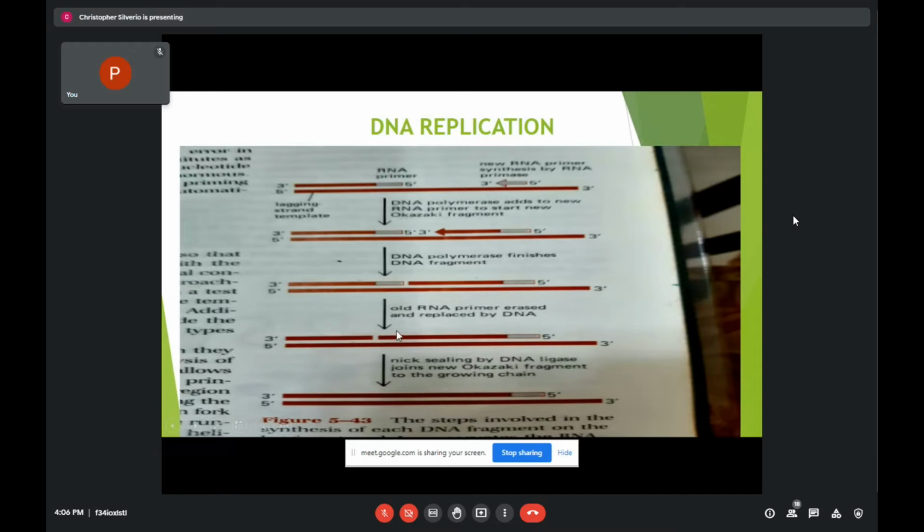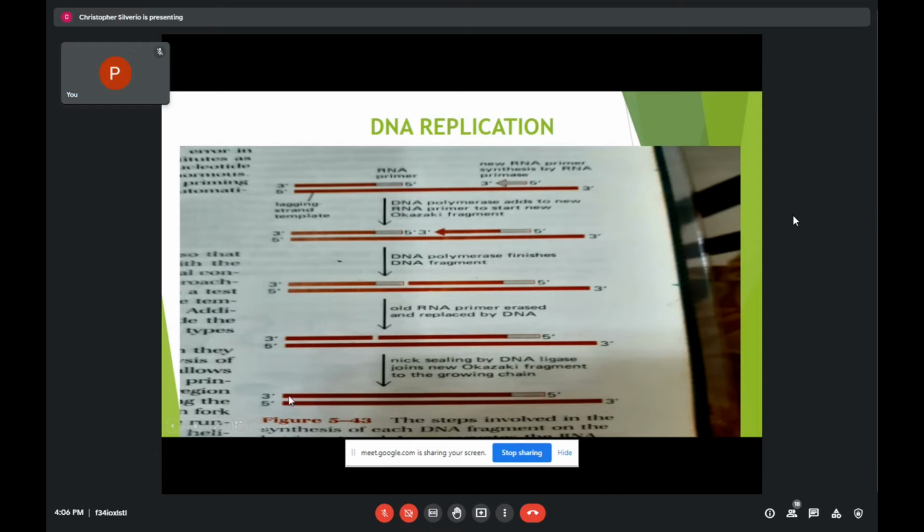Another enzyme will be involved. And what is that enzyme? Anyone? DNA ligase. That is the DNA ligase. Okay? The DNA ligase. So, this is now complete. This is now the new lagging strand.